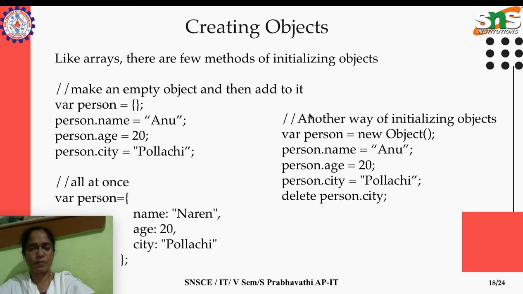Please pay close attention to handling objects. There are different ways of creating objects; I have given three different ways. One is simply making an empty object like this: variable person equal to open and close braces, that's it. It creates an empty object, and later we can add properties using dot notation. So object dot property is equal to a value.